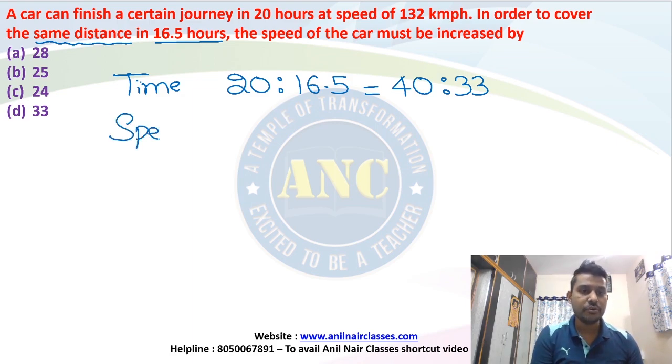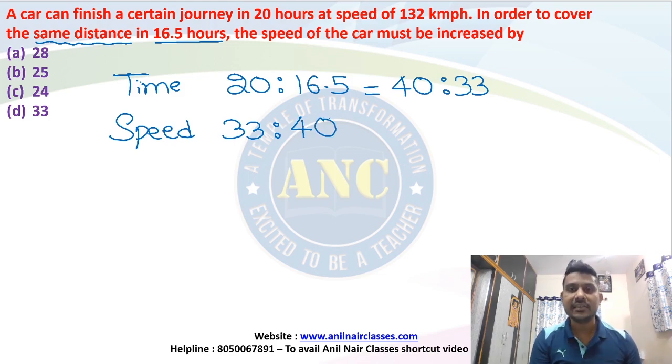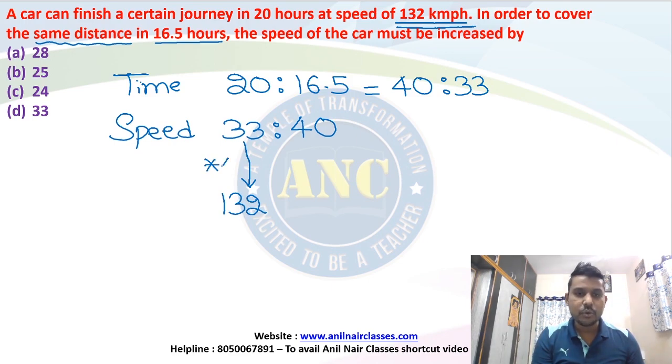So speed ratio should be the reverse of time ratio because the distance is constant. So speed ratio is 33:40. That means initially, before increasing the speed of the car, it was traveling at a speed of 33 kilometers per hour according to the ratio. But according to the question, it was traveling not at 33 kilometers per hour but at 132 kilometers per hour. 33 into 4 is 132.